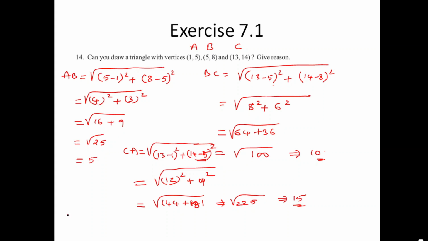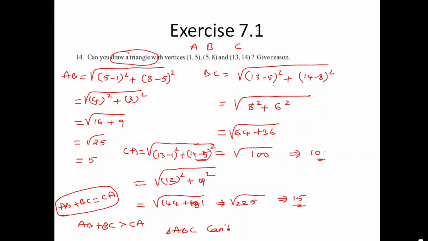So when I add AB plus BC, I am getting CA. This is a rule which is required to be known. Whenever you add two sides of a triangle, that should be greater than your third side. Then only it is possible to draw a triangle. In this situation, we cannot. In this situation, triangle ABC cannot be formed. You should know this.